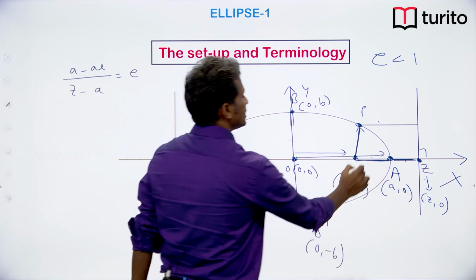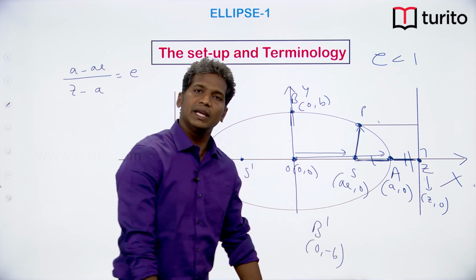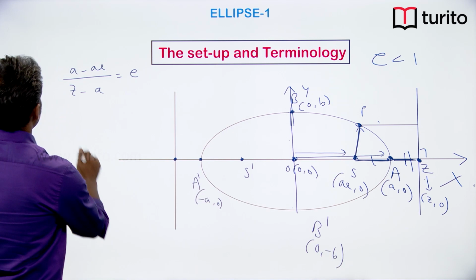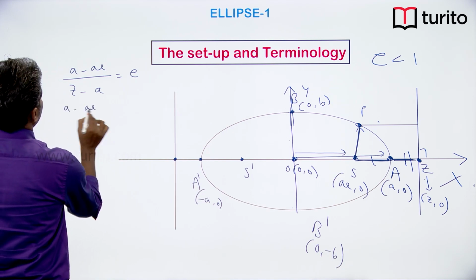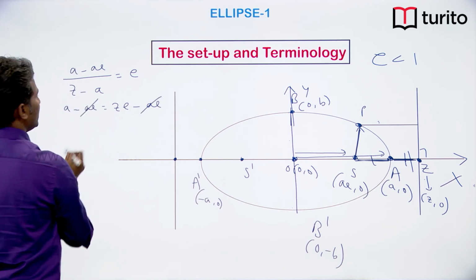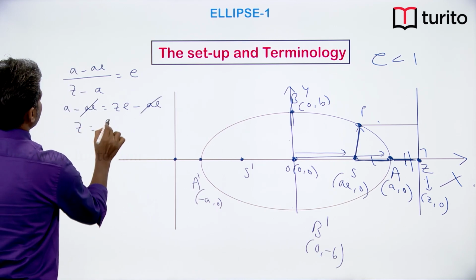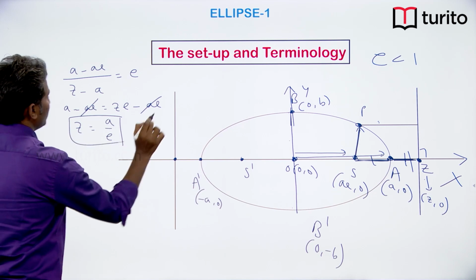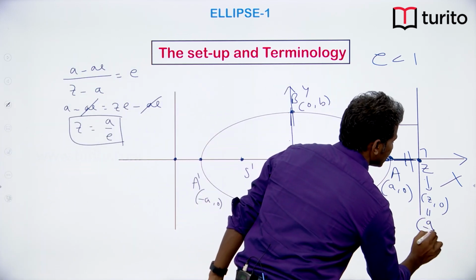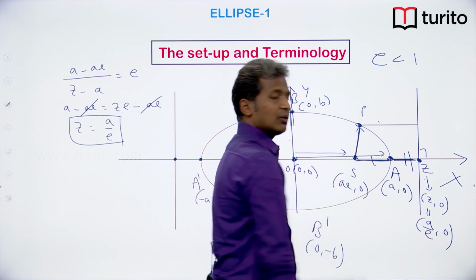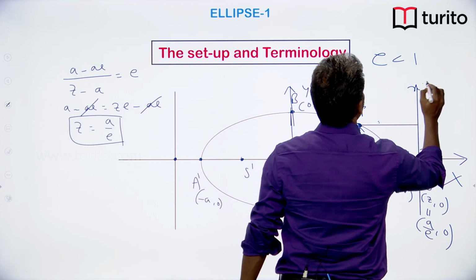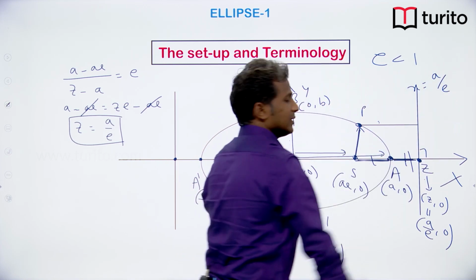Because these two distances must be in the ratio e, we can further find the value of Z. Here, a minus ae is equal to Z into e minus a into e. The ae gets cancelled and we get Z equal to a by e. Which means the coordinates of this point, the foot of the directrix, is a by e comma 0, which will make the equation of this directrix x equal to a by e.